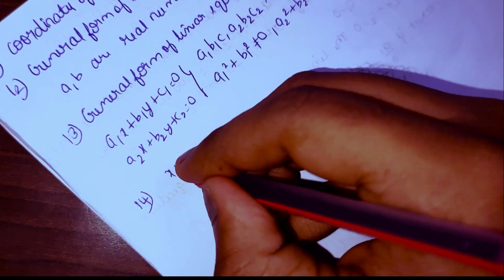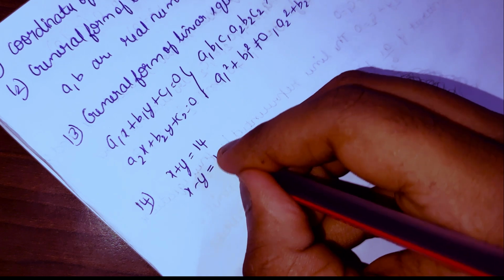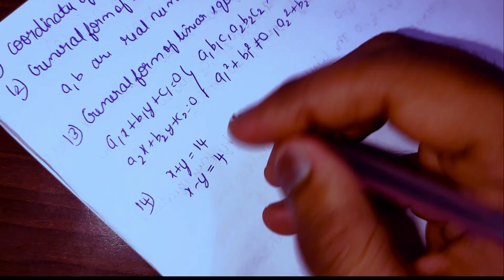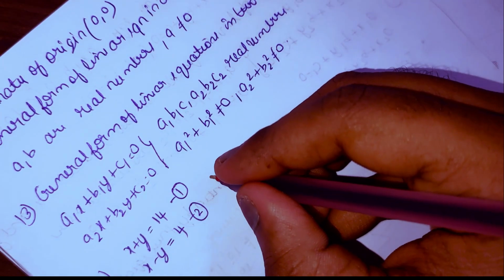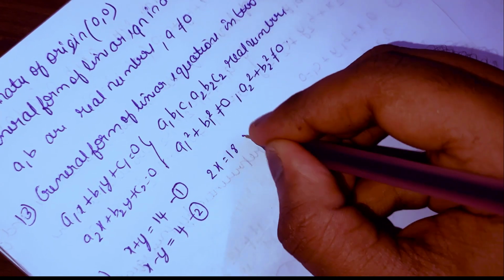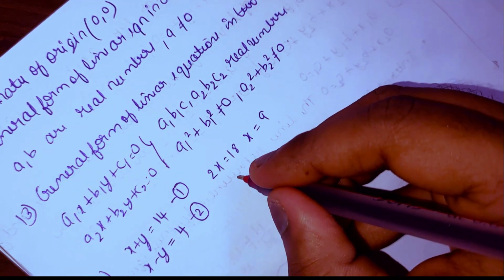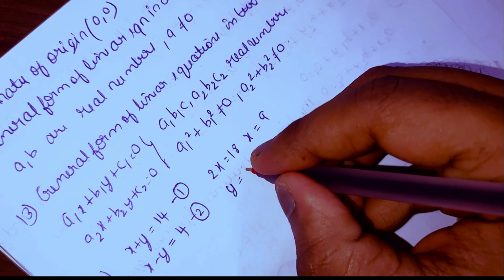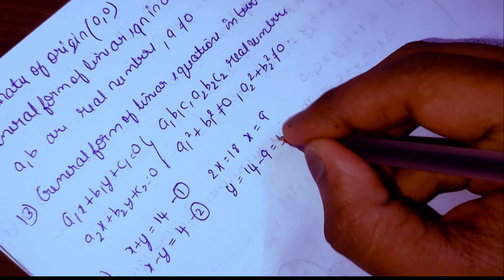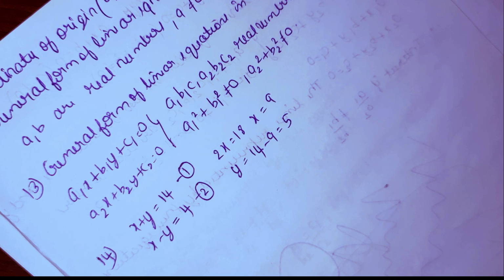You have to solve x plus y is equal to 14 and x minus y is equal to 4. Consider this equation as first and add 1 and 2. You will get 2x is equal to 18, x is equal to 9. Substitute x is equal to 9 in first equation. You will get y is equal to 14 minus 9, which is nothing but 5. So the solution is x is equal to 9 and y is equal to 5.